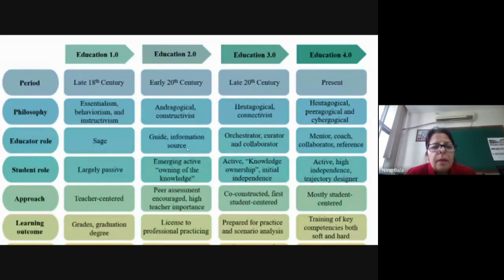Students' role, you are aware, in education 1.0 was mostly, largely passive. The student was passive, he only took knowledge, he didn't involve himself or herself. And then came emerging active owning of the knowledge. Now they started giving knowledge, and it started being active. And in education 3.0, it was totally active, with knowledge ownership, initial independence. So the student was given independence of gaining the knowledge himself also. Today, if you see today's students, they are highly active, highly independent, and they are trajectory designers. They can even design the path.